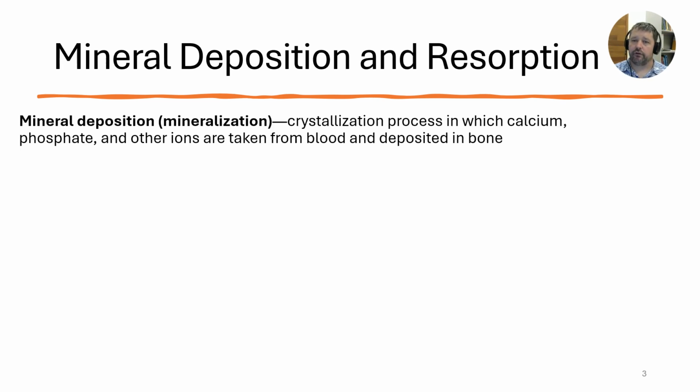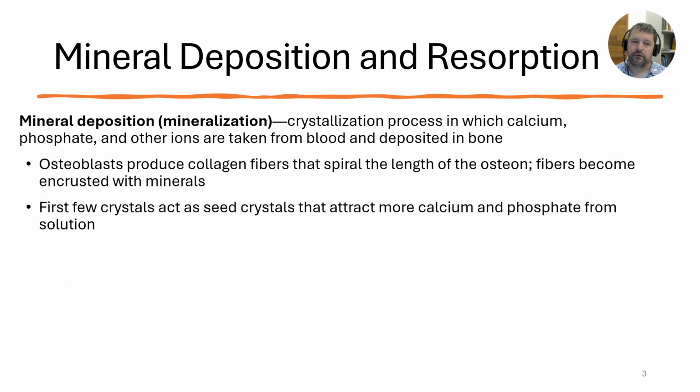Okay, so let's talk a little bit about how this mineral deposition, or mineralization, occurs. We've already talked about the building blocks to bone. We know it's calcium, it's phosphate, there's some other ions. How is it laid down? Osteoblasts, like I said many times, are going to lay down collagen fibers. Those fibers are going to be in kind of a spiral staircase down the osteon, and it's going to go clockwise, and then the next one will go counterclockwise, etc.